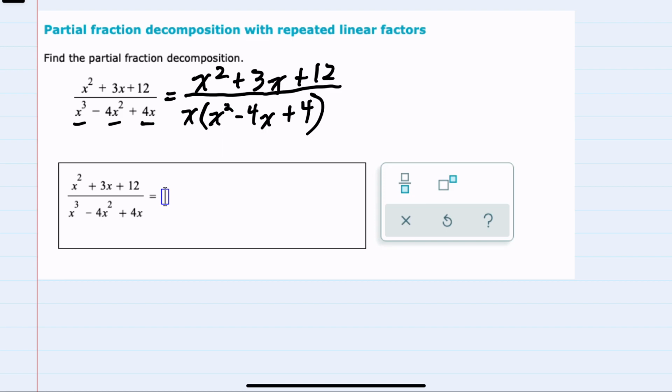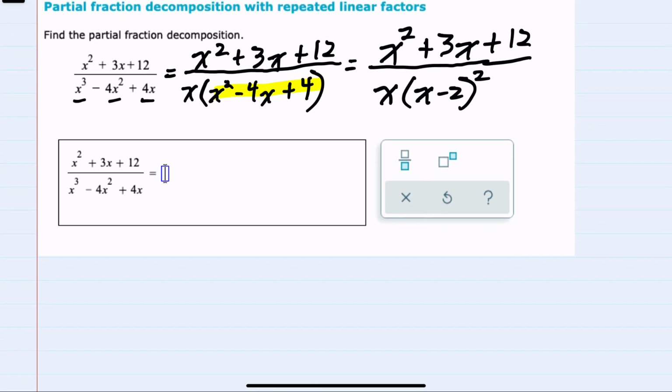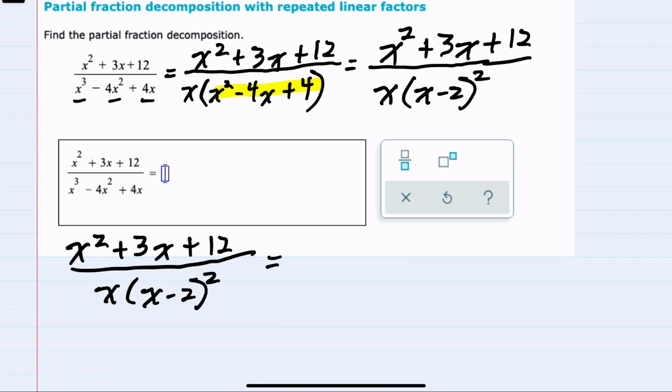To continue factoring though, I notice that this is actually a perfect square trinomial, so I can factor this denominator further into x times (x minus 2) quantity squared. Okay, and now that we have that denominator fully factored, the partial fraction decomposition would give us first an A over that first factor x.